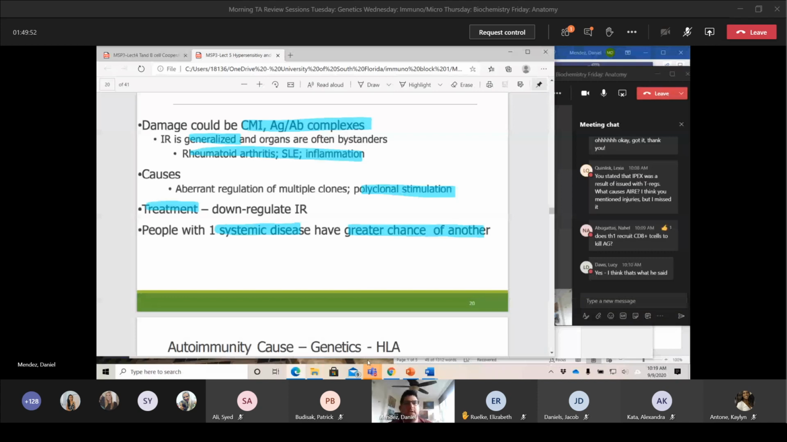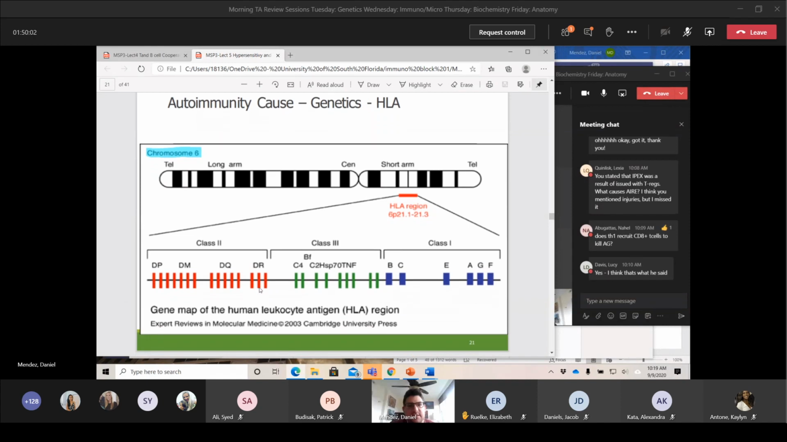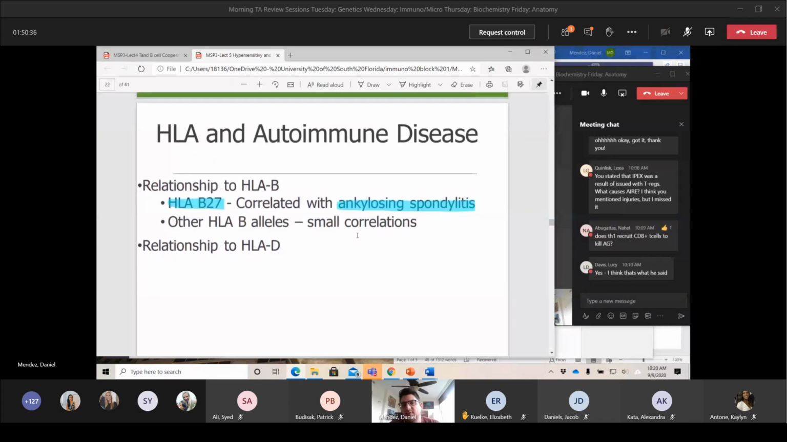Okay. So here, once again, chromosome 6 showing us HLA and the different regions. So it's a very, very small piece of the short arm of chromosome 6 that's giving us all the genetics for our human leukocyte antigens, so our MHCs. So what she was pointing out here is that there is somewhat of a relation between a specific HLA, so HLA B27, correlating to an autoimmune issue called ankylosing spondylitis. There are small correlations, so it's not directly related to it. So genetics of HLA don't have a direct correlation to autoimmune diseases, but they don't help the situation if you have issues with those HLAs.